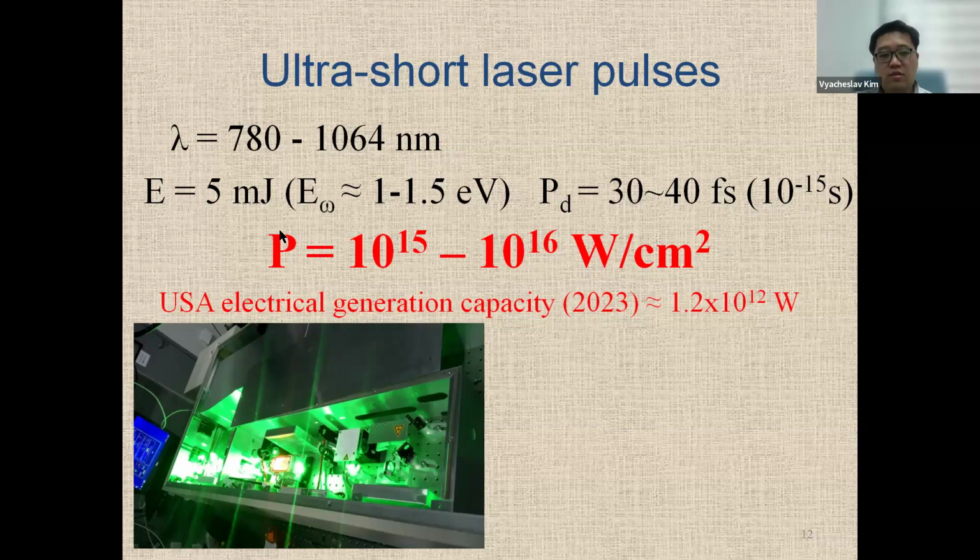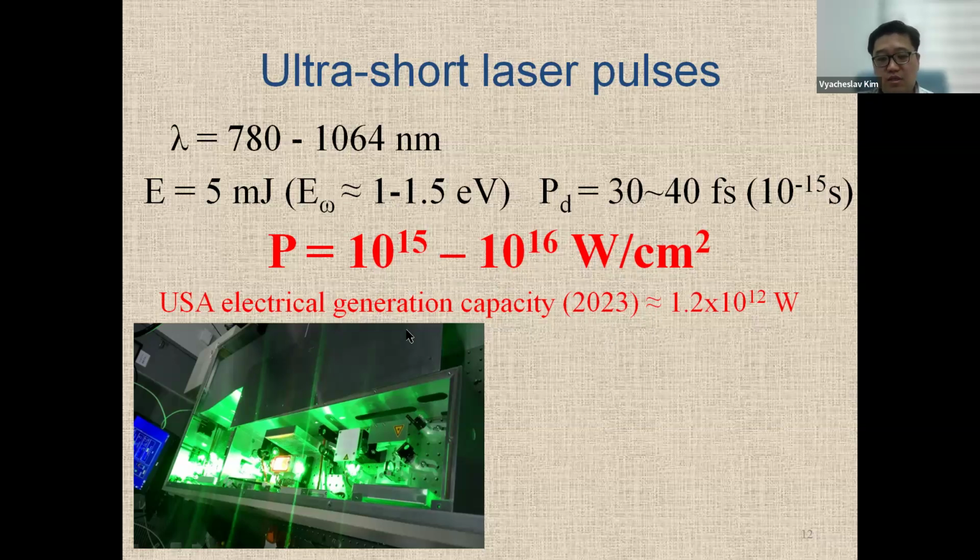Here are some characteristics of a very typical femtosecond machine. For a typical femtosecond machine, energy will be around 5 millijoules. Energy per photon in this range will be from 1 to 1.5 electron volts, and pulse duration around 30, 40 femtoseconds. But once you focus this kind of laser pulse into a spot with a diameter of around 100 plus micrometers, you can easily obtain intensities of 10^15, 10^16 watts per square centimeter.